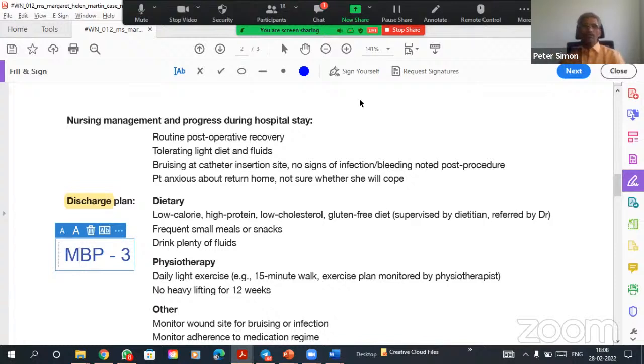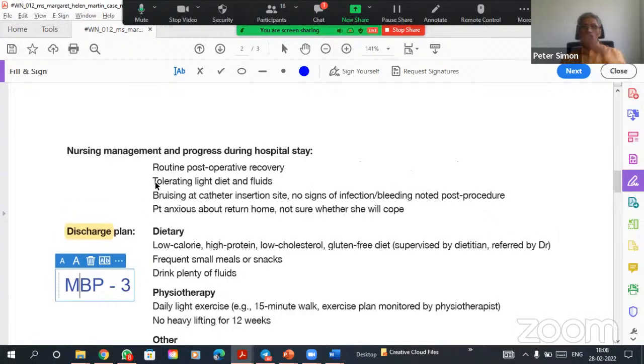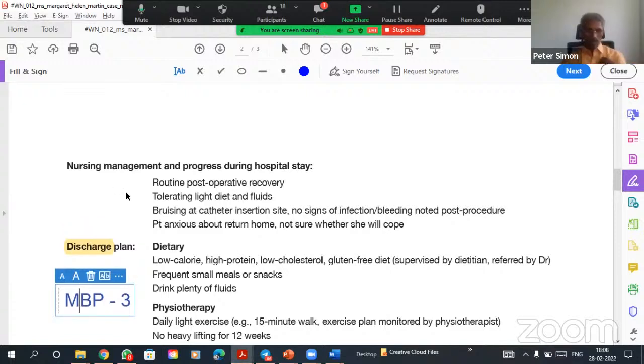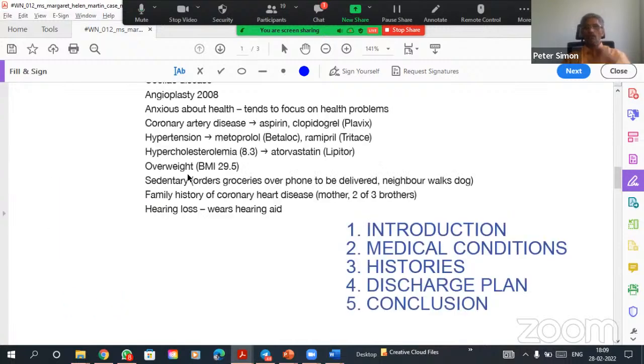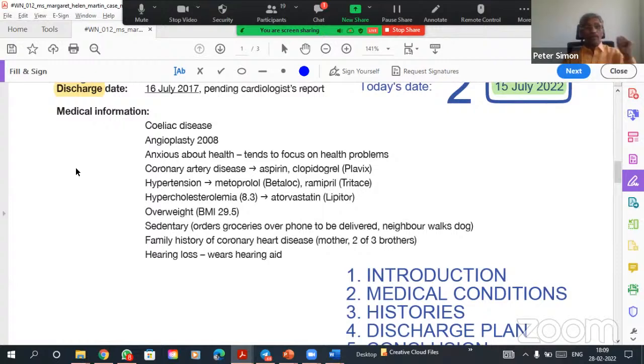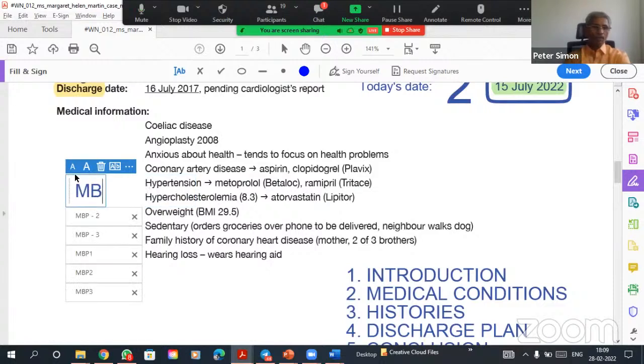And what is being done here? Okay, this is important. Patient anxious about return home. So this you can write under her personal feelings, in main body paragraph 2. How was the post-operative recovery? What is her condition and all. Then medical information, history and all these things go in main body paragraph 2.